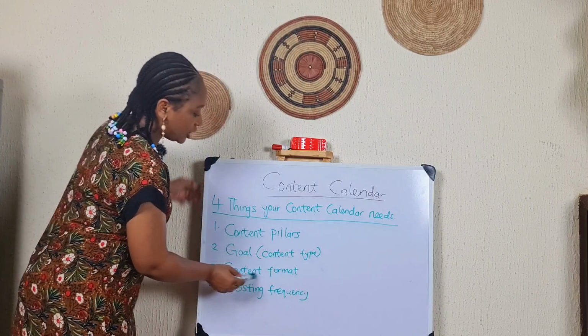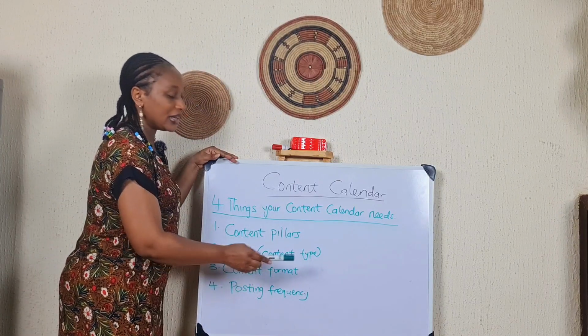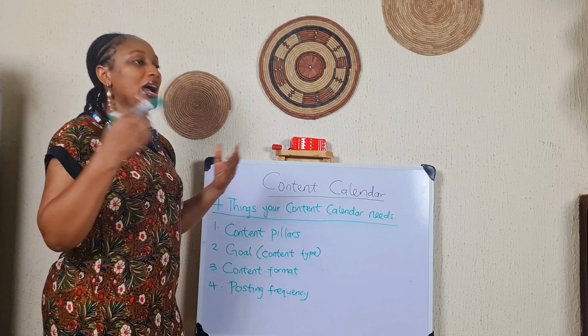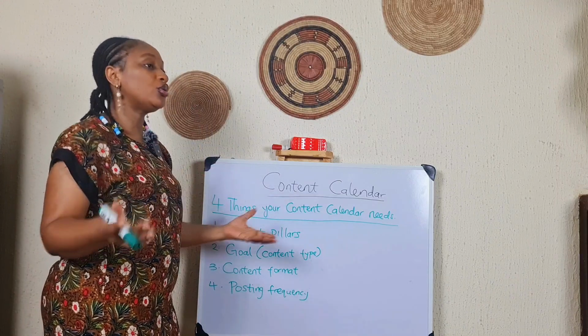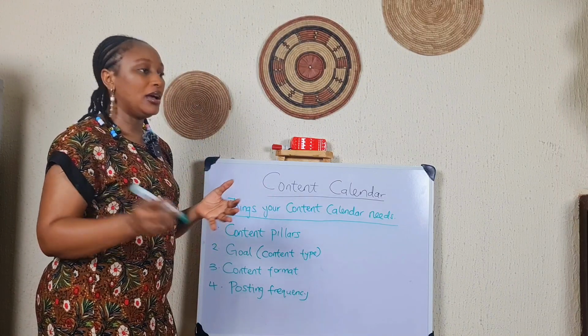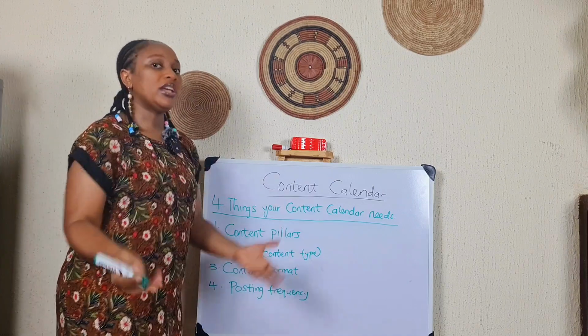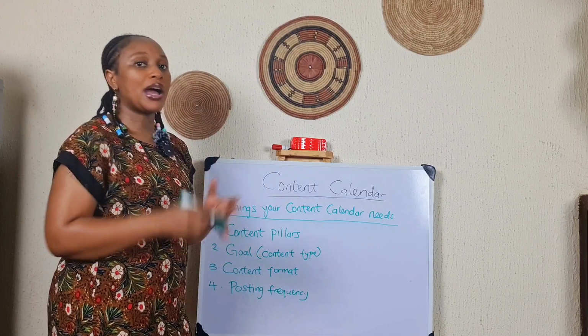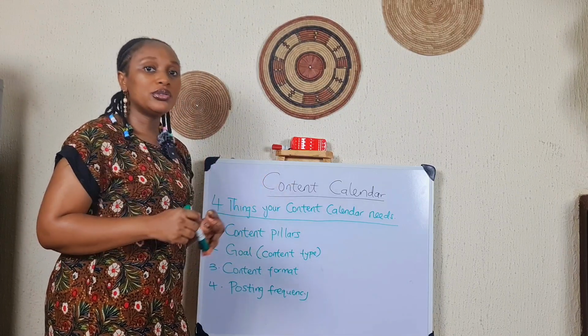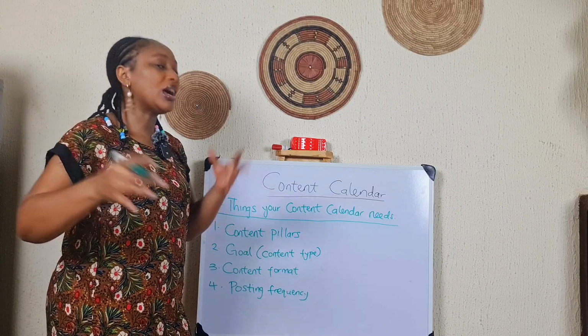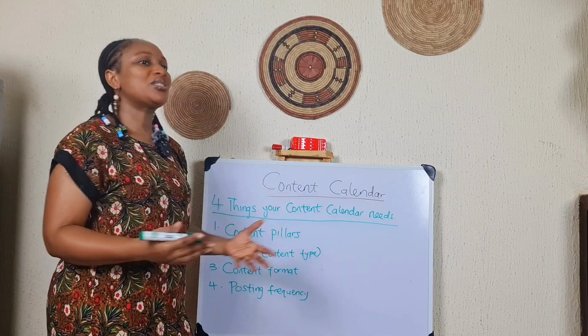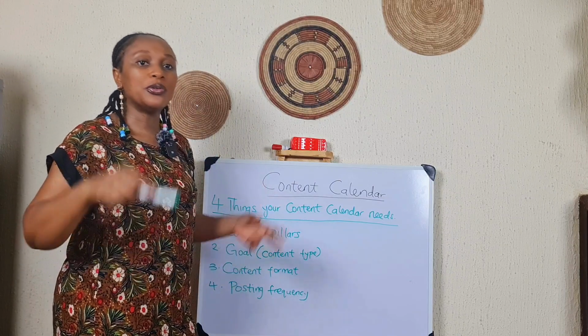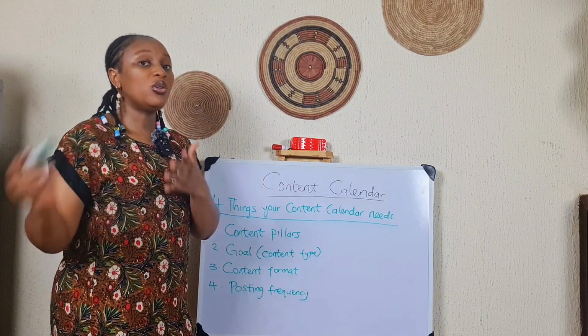The third thing that you need to add to your content calendar is the format, the content format. And this differs for different platforms. For YouTube, we have shorts and long form videos. For Instagram, we have single posts, carousels, reels, and longer videos, which are also reels, by the way. For TikTok, we have carousels, single posts, and also short or longer form videos.